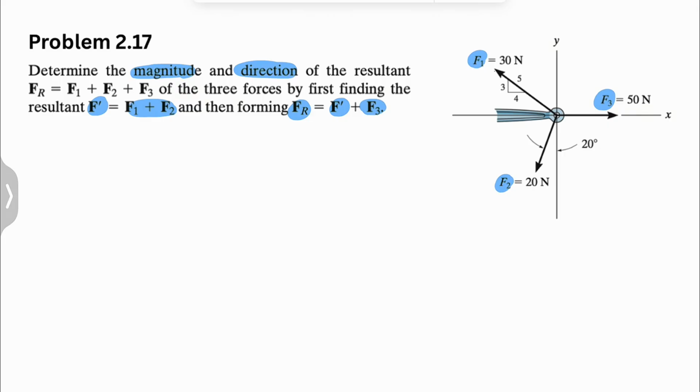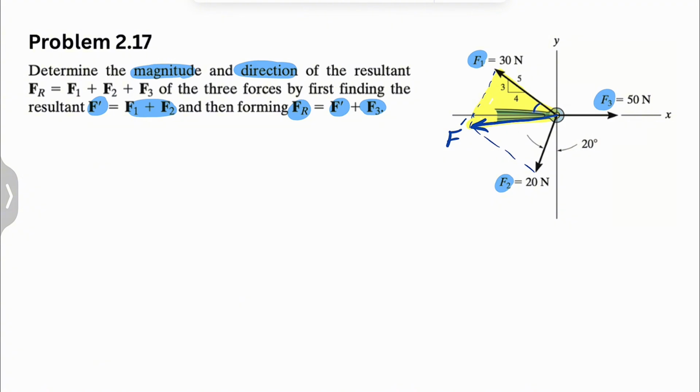So let's start with the F prime, which is the sum of F1 and F2. We're going to go with trigonometry. We're going to find the F prime in here by making that parallelogram, and we can consider this triangle. We can go with the law of sines and law of cosines, but before that we are missing some angles here that we need to figure out.